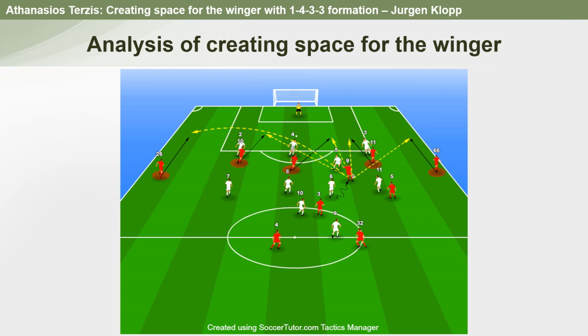As soon as number 9 receives and turns between the lines, he moves forward with the ball. Then he can play a pass to one of his forward-moving teammates, and his options can be up to 5 as long as both fullbacks move in advanced positions.